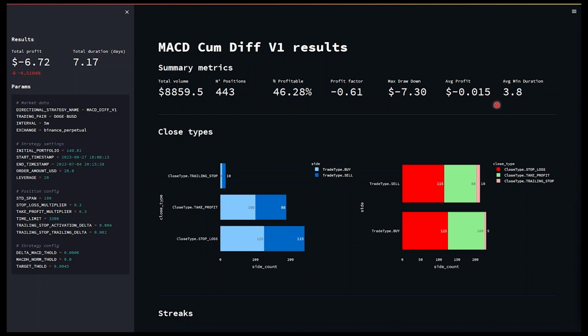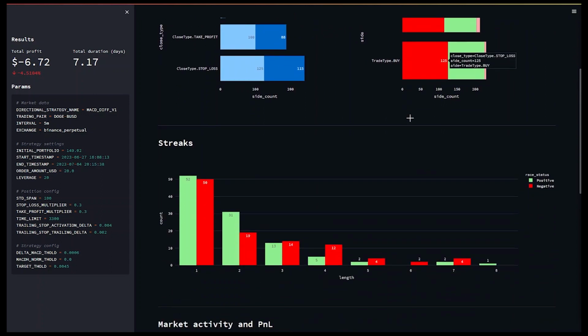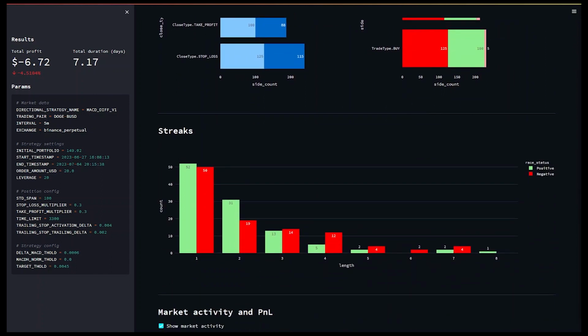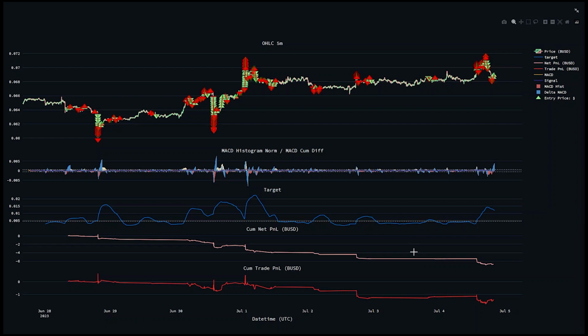If we analyze the close types, we can see that the take profits are behind the stop losses and there are some trailing stop activations. On the right, we can see the long and short positions were pretty balanced. And if we go down, for this strategy I have made a particular analysis of streaks, measuring the length of each one and classifying them into positive or negative. If you know Martingale's system, this strategy is a very good fit because we got a maximum of 7 negative consecutive results.